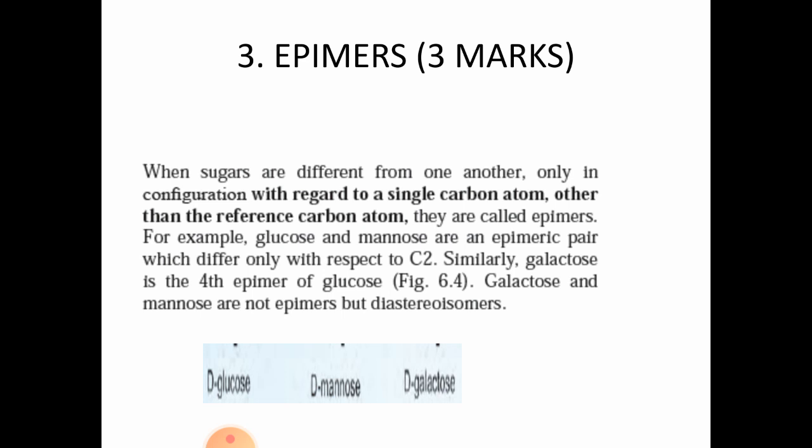Next question, epimers. Epimers for 3 marks. So first you need to define what is an epimer and give examples. When sugars differ from one another only in configuration with regard to a single carbon atom other than the reference carbon atom, they are called epimers. Examples, glucose and mannose are an epimer pair.